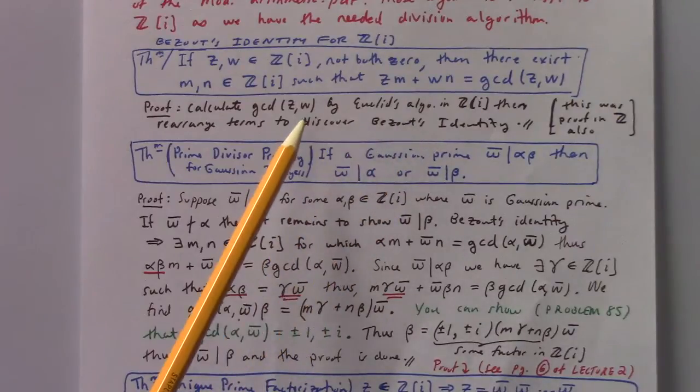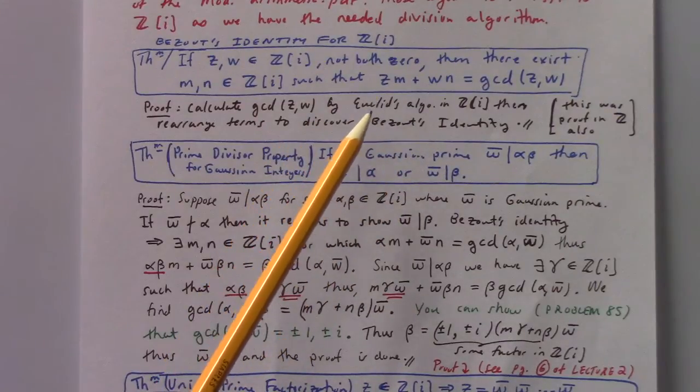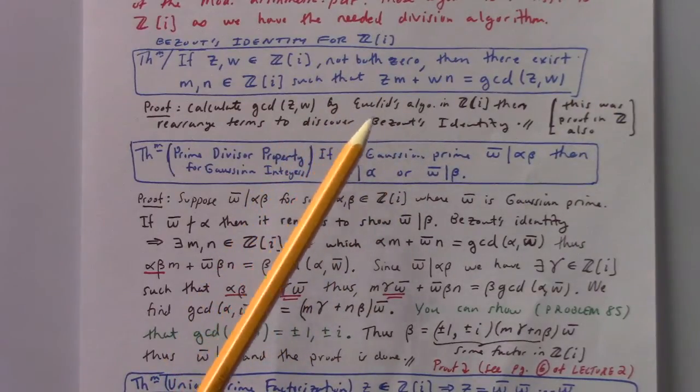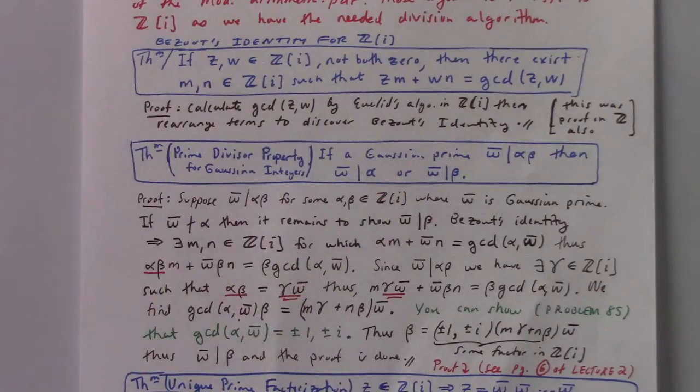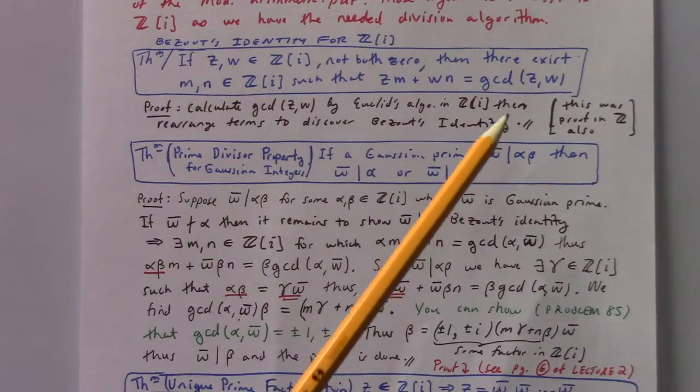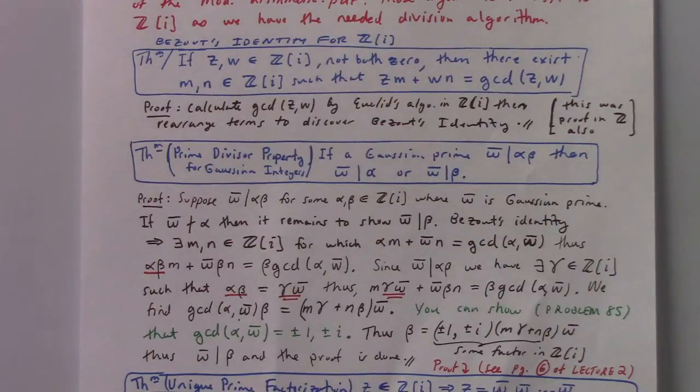The example I just showed you is the proof in a specific case. It's the same in general, though. In other words, I'm saying prove it the same way as you did in Z. The prime divisor property, again, I'm not going to go through the whole proof, but it's pretty much the same as we saw before.